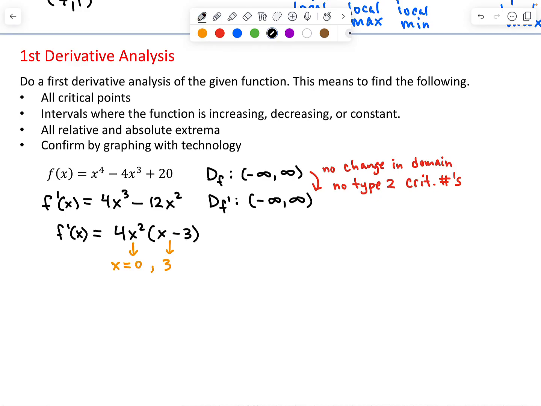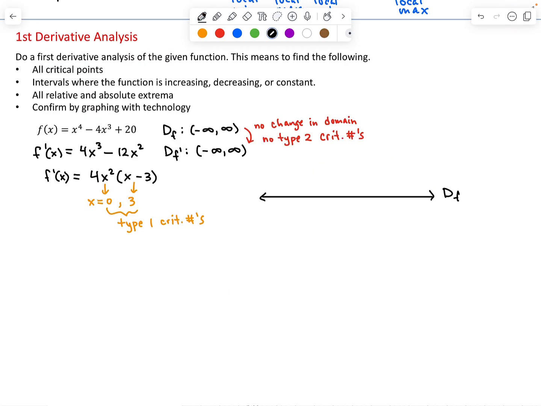I'll put my f prime notation back. These are type 1 critical numbers because they make the derivative equal to 0, and they are the only two values of x that do so. The next thing we do is we make a number line representing the domain of f. In this case, an entire number line from negative infinity to infinity. We put on it all critical numbers. Make sure you put them in order from least to greatest. This divides our domain into 1, 2, 3 subintervals.